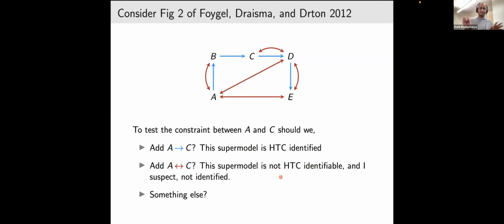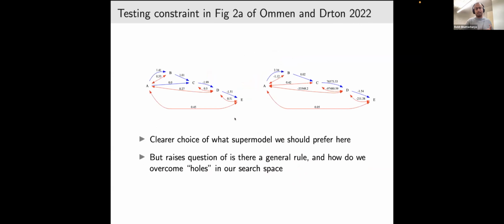And I'm not an expert at applying the HTC criterion and its generalizations, but my suspicion is that it's just not identified in general. And so that's really problematic now. So here your choice is much more consequential.